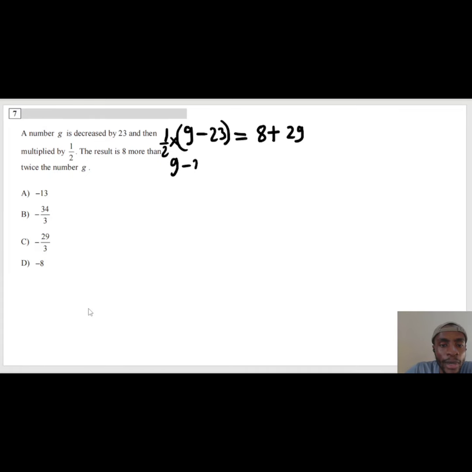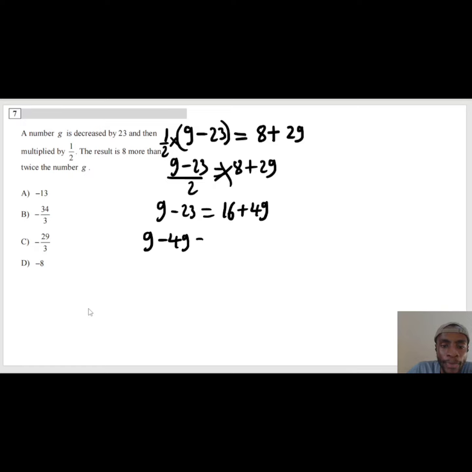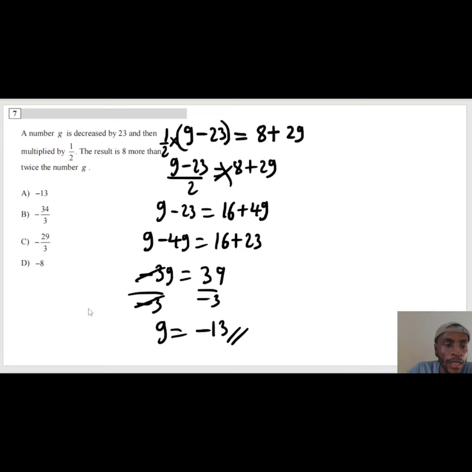So this will give us g minus 23 over 2 equals 8 plus 2g. If we cross multiply, g minus 23 will give us 16 plus 4g. We send it here. So g minus 4g, it becomes minus 3g equals 16 plus 23. So that's minus 3g equals what? 39. Divide both sides by minus 3. So what's my g now? Minus 13. And that answer is option what? A. Okay, so that's that.